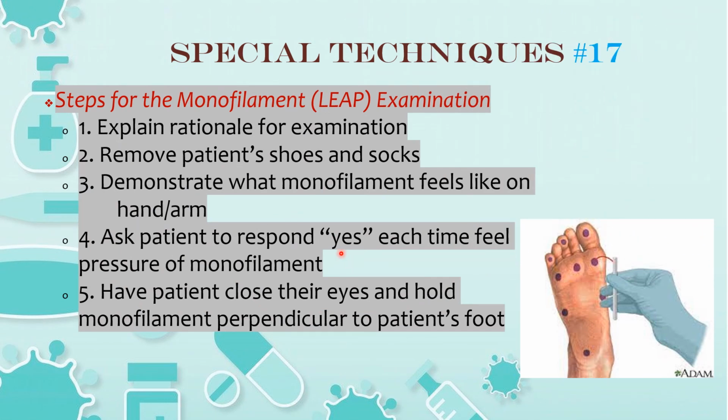These are the steps for the monofilament exam. First, explain the rationale for the examination, then remove the patient's shoes and socks, and demonstrate what the monofilament feels like on the hand and the arm. Ask the patient to respond yes each time she or he feels pressure from the monofilament. Have the patient close their eyes and hold the monofilament perpendicular to the patient's foot.